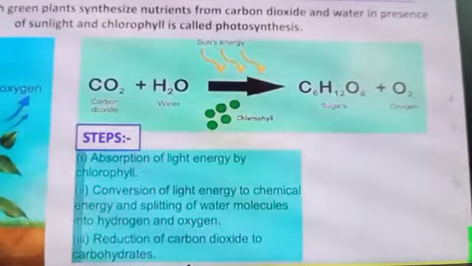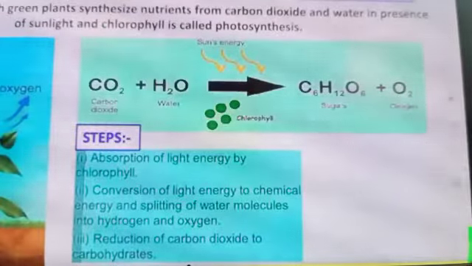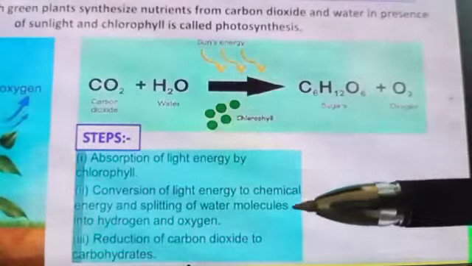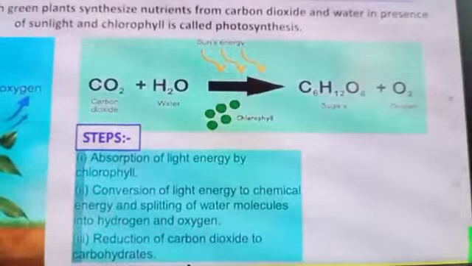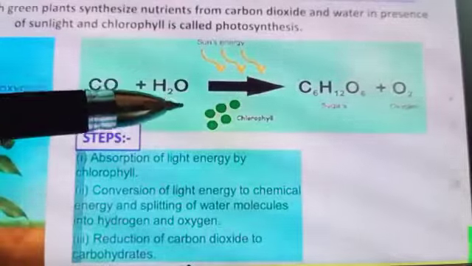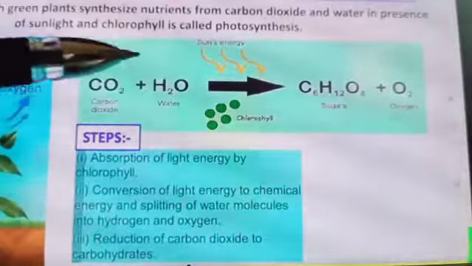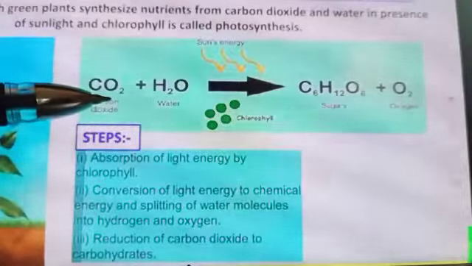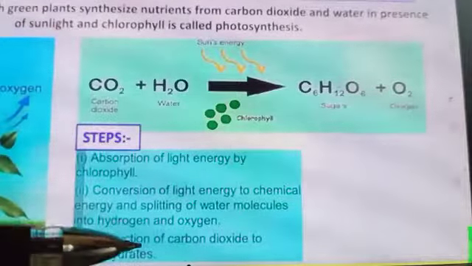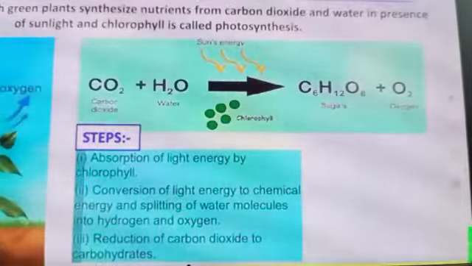What is actually happening here? The steps are: the first is the absorption of light energy by the chlorophyll. The second is conversion of light energy to chemical energy and splitting of the water molecules. Here you can see this water molecule is splitting into hydrogen and oxygen. Once it is split, this hydrogen will mix with the carbon dioxide forming carbohydrates, and the oxygen will be released. That is what is written here, reduction of carbon dioxide to carbohydrates. This will change into carbohydrates.